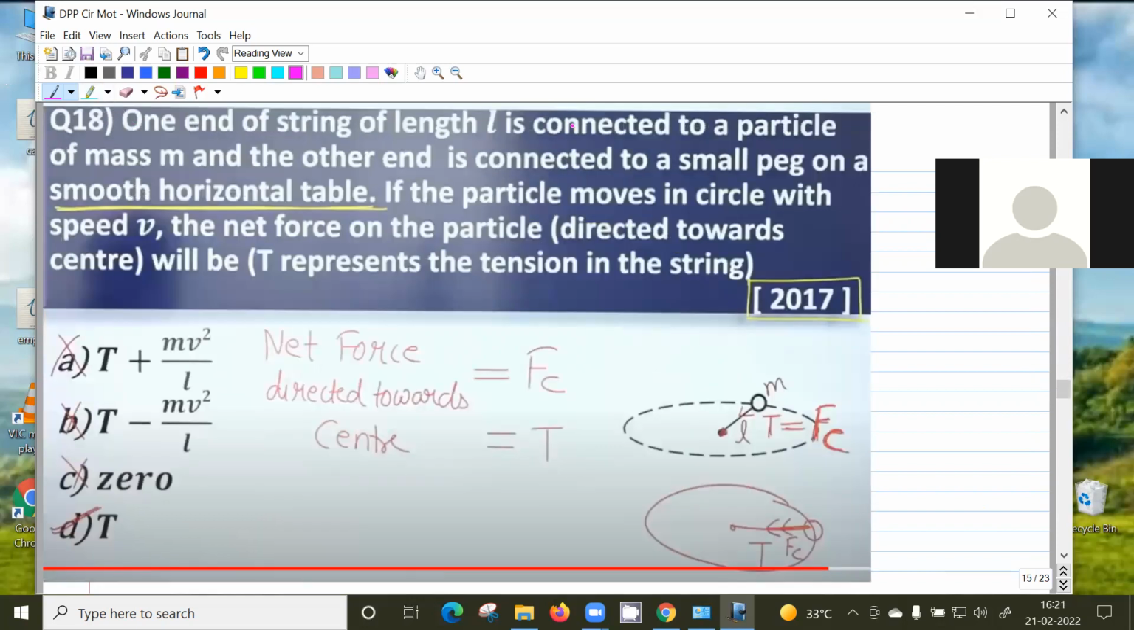Okay, one end of a string of length L is connected to a particle of mass m, and the other end is connected to a small pin on a smooth horizontal table. If the particle moves in a circle with speed v, the net force on the particle directed towards the center will be? I am assuming speed is not changing. It's a smooth horizontal table. This is also a simple question.